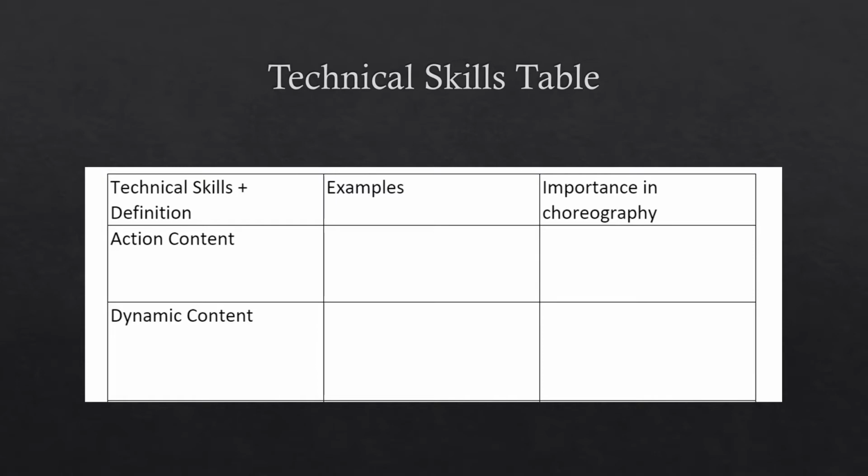So what I need you to have right now is this technical skills table. You should have the link to access this on SharePoint. You can either print this out, or if you don't have a printer, you can draw this out in your book. These are just really easy ways of keeping all the information nice and clear for you. Drawing your attention to the left column, under action content, that's where you write the definition in that space. And then moving along, that's where your examples would be, and then moving along the list of importance for choreography.